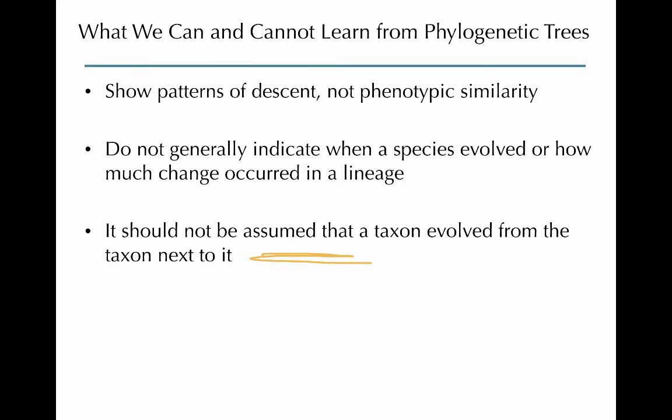This is an important point here. It should not be assumed that a taxon evolved from the taxon next to it. For example, B and C are modern day organisms. B did not evolve into C. A did not evolve into B or C. They share a common ancestor. That was an organism that's different than A, B, or C.